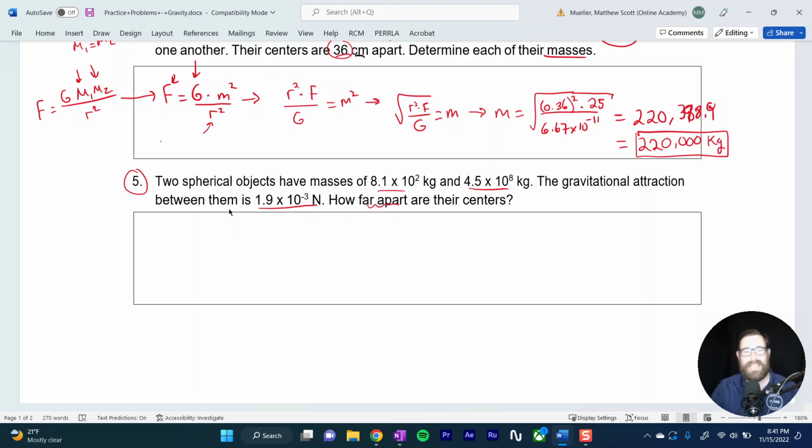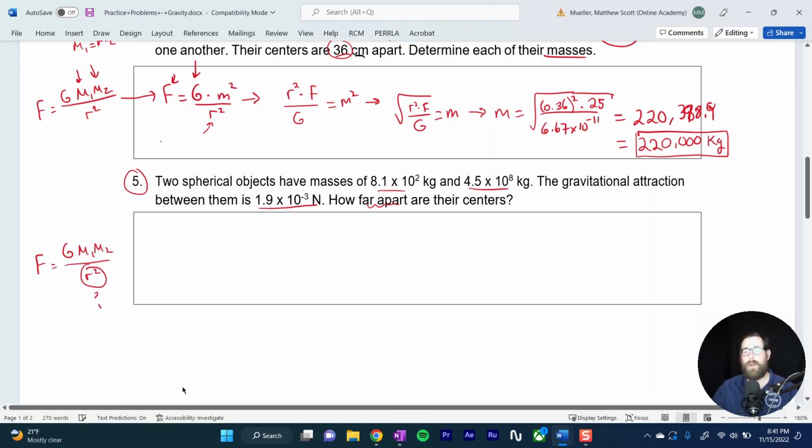Again, just like number 4, we're going to take our equation. I'm going to start all the way over here. G m1 m2 over r squared. And this time, we want to figure out what r is. We want to know how far apart they are. So in order to figure this out, again, we're going to do some algebra.